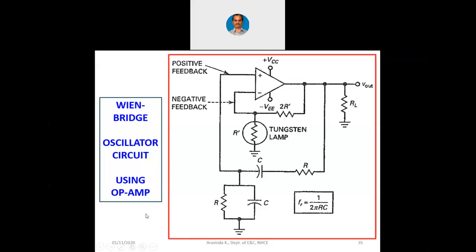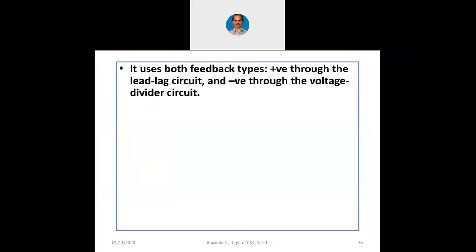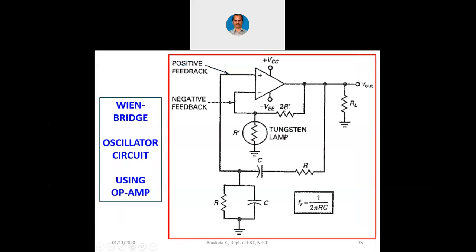Now let me proceed with the next slide, where I have discussed these things about the tungsten lamp. This Wein bridge oscillator circuit uses both feedback types: positive feedback through the lead lag circuit and negative feedback through the voltage divider circuit. You can see here, the voltage divider circuit is going to give the negative feedback, and the lead lag circuit is going to give the positive feedback.